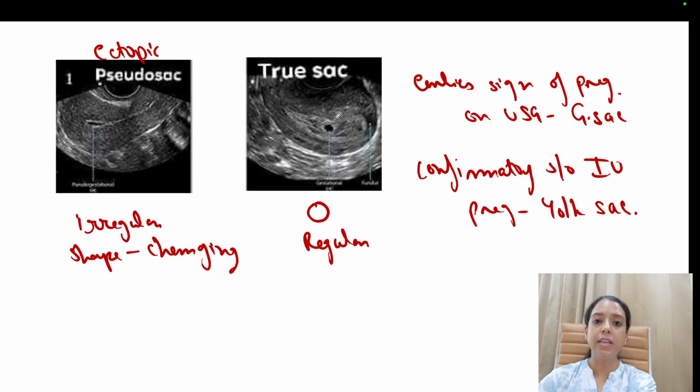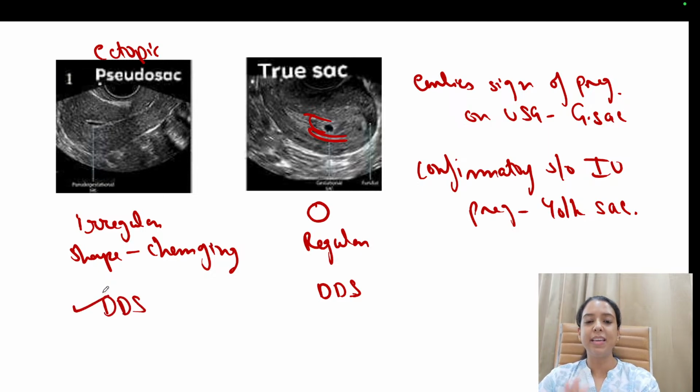Okay? And can you see the two decidua? One decidua is this and another one is this. Two decidua are covering this GSAC. So there is a double decidual sac sign. But here I can't see decidua. I can't see any white line around it. So there is no double decidual sac sign. Okay? So based on these you can differentiate.